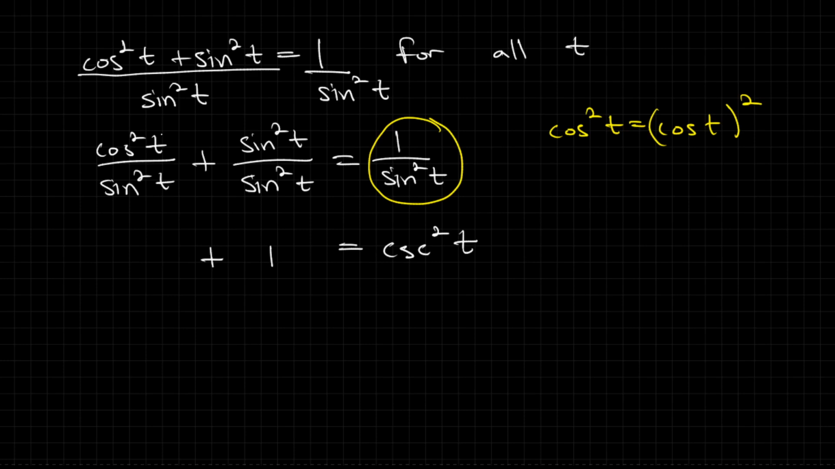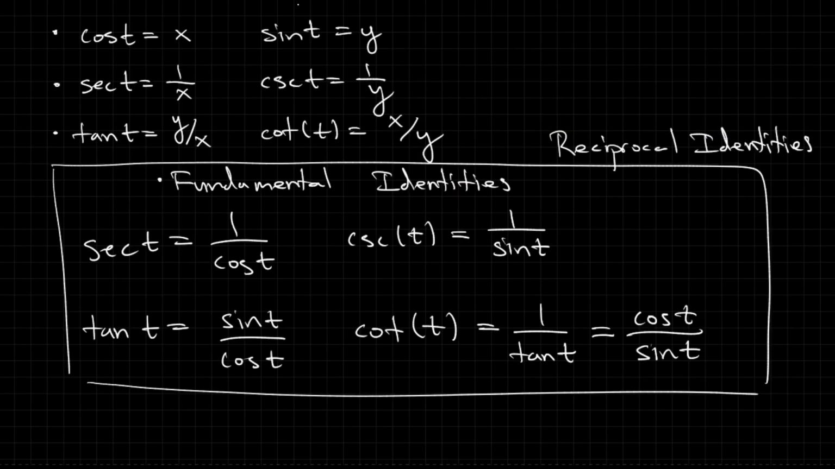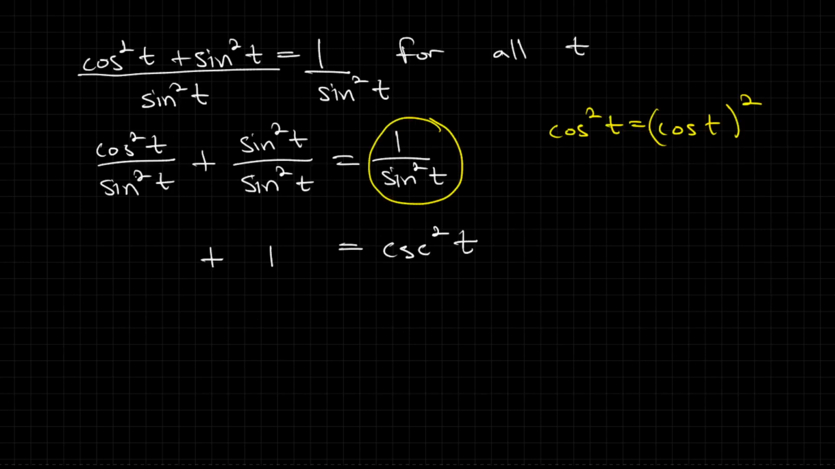And remember cosine of t over sine of t, that's the same thing as cotan of t. And so cosine squared t over sine squared t is going to be cotan squared of t. And so this is another form of the Pythagorean identity.